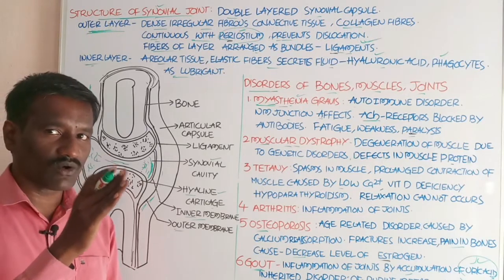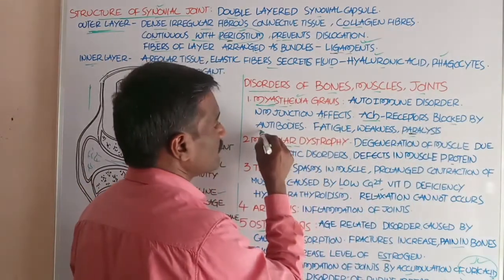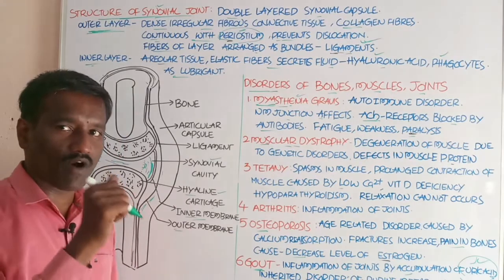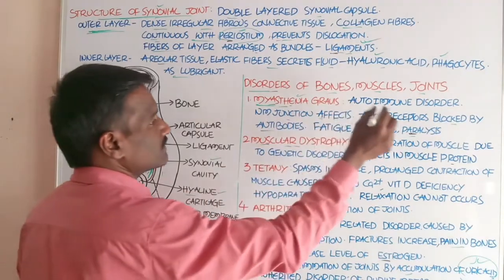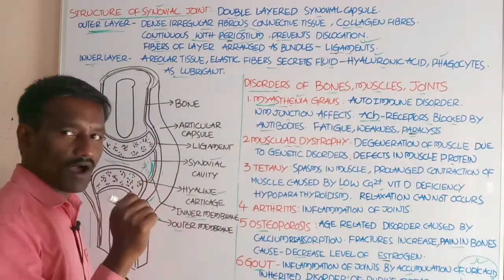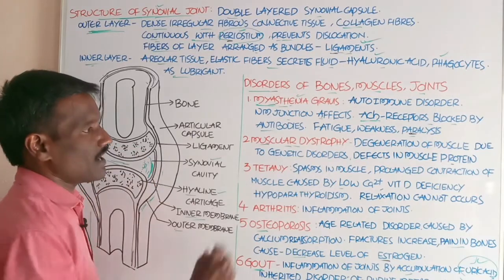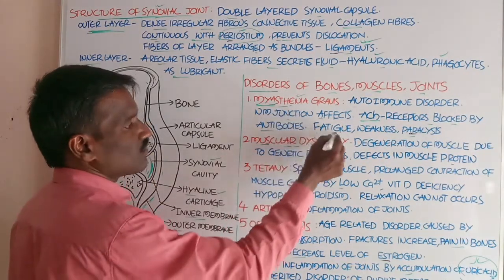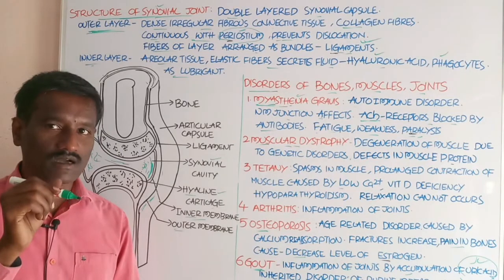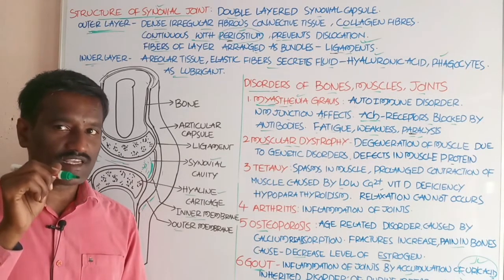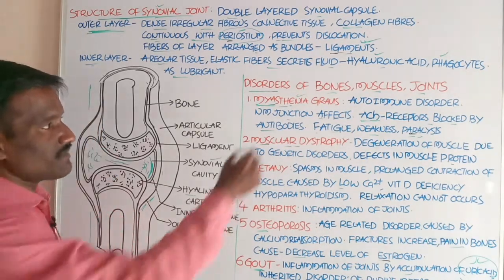Okay, these acetylcholine receptors are blocked by antibodies, circulatory antibodies produced in the body. These block the acetylcholine receptors. By this, the stimulus is not received by the muscle fiber, and the muscles go to fatigue, weakness and paralysis. Paralysis is one of the symptoms. This is the inability of movement of body parts.